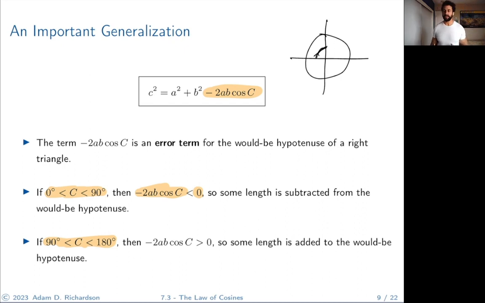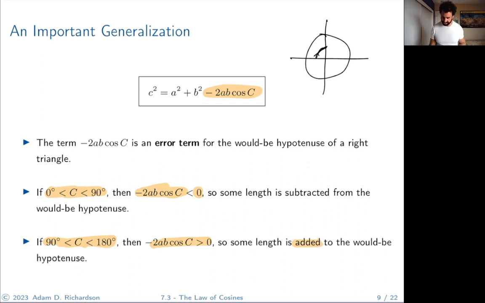And since A and B are always positive because they're lengths of a triangle, that means that this term here is going to be a positive term. So what happens is some length is added to the would-be hypotenuse.